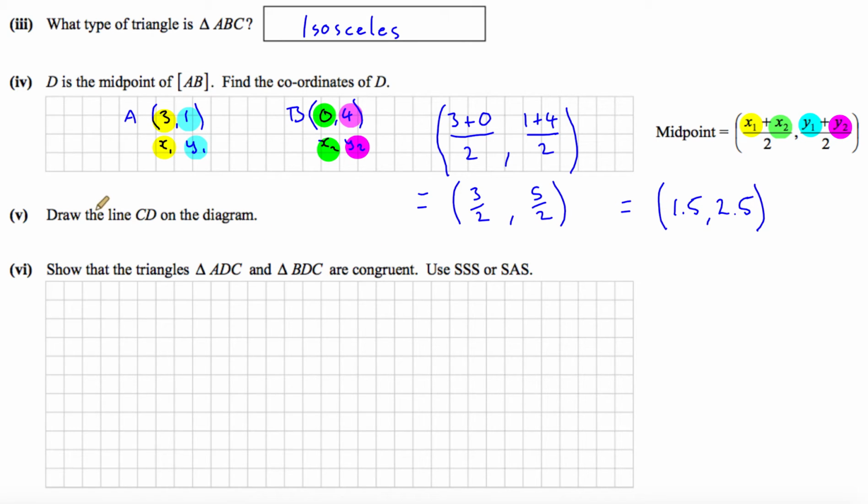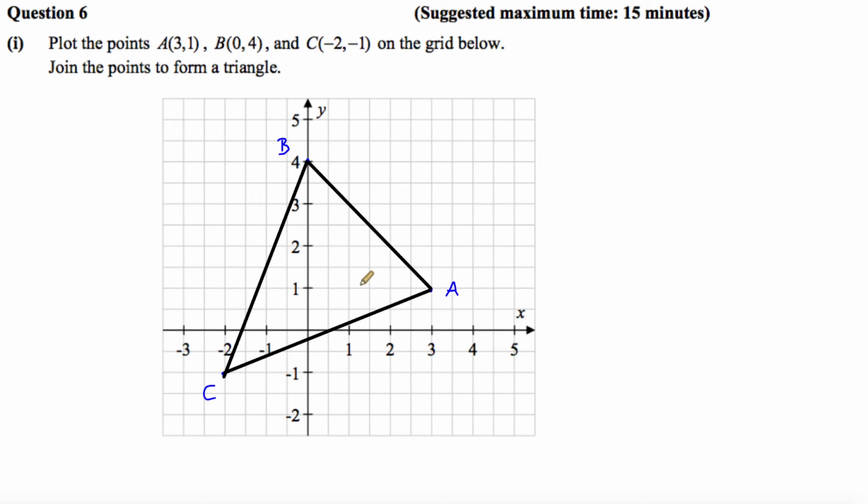Part 5 then says to draw the line CD on the diagram. So we're going to draw a line from C to D. D is the point 1.5, comma 2.5, so we're going to go back here and plot D. We go over to 1.5 and up to 2.5. That's our point D there. And we're asked to draw a line CD, so from C, we're going to draw a line up here to D. That's our line CD.